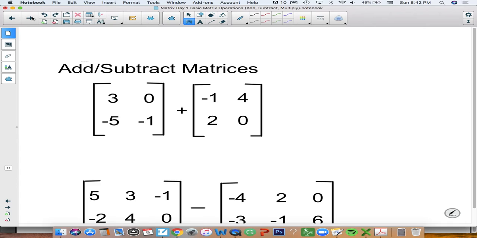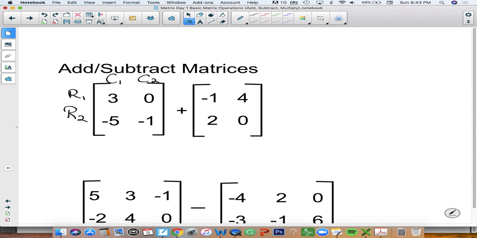So, before we start adding and subtracting matrices, I want you to look at these 2 matrices here and tell the other people at your table what the sizes of each of them are. Go. Hopefully you said they were both 2 by 2, because we have 2 rows and we have 2 columns. So it's just a 2 by 2.